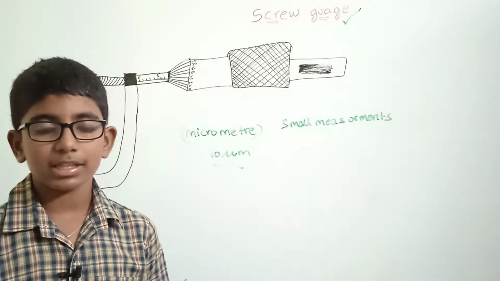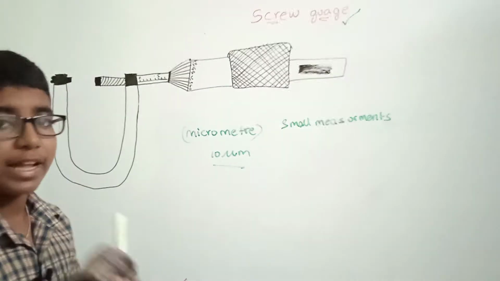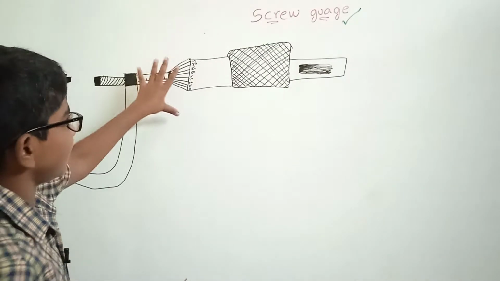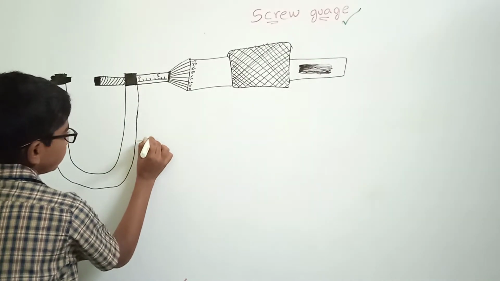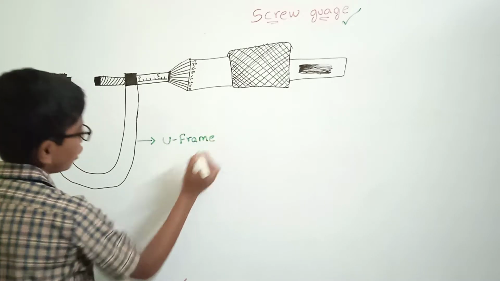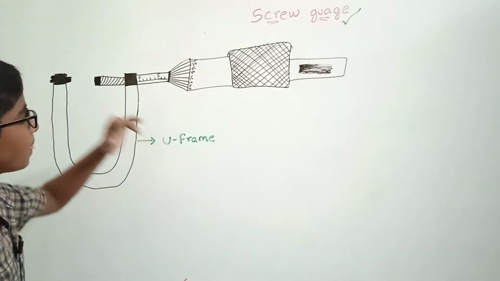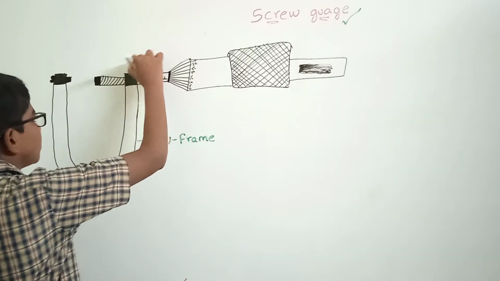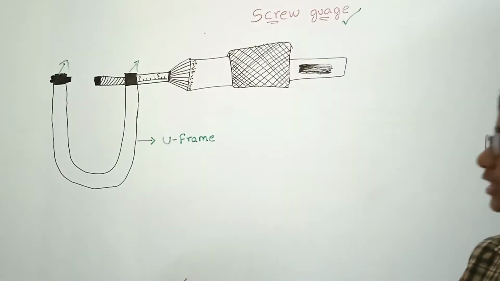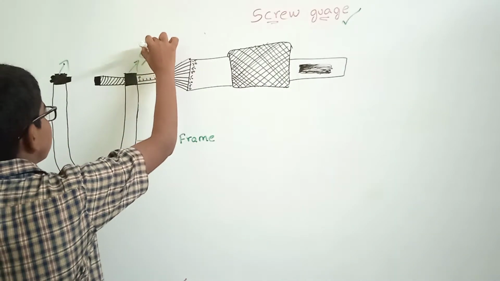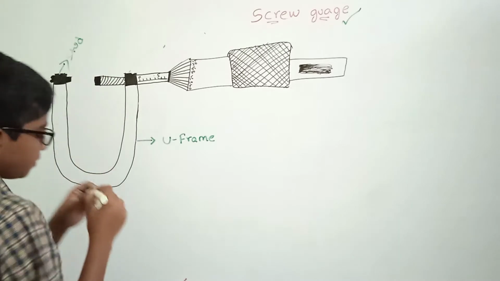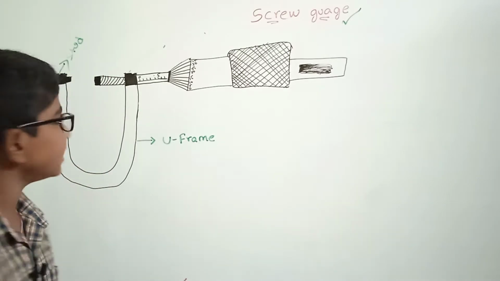Before we learn the pitch, we have to define the parts of the screw gauge. Screw gauge is an instrument like this. Now we define the parts. U-frame. This is U-shaped, so this one is known as the U-frame. Next, these two are known as stud. I am writing it here. Stud. Okay, this is the stud.